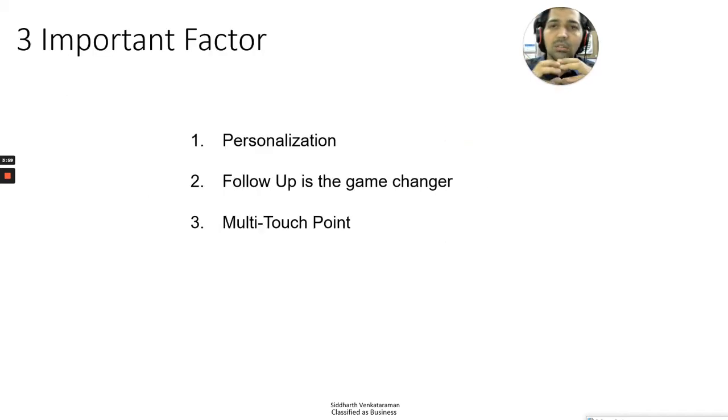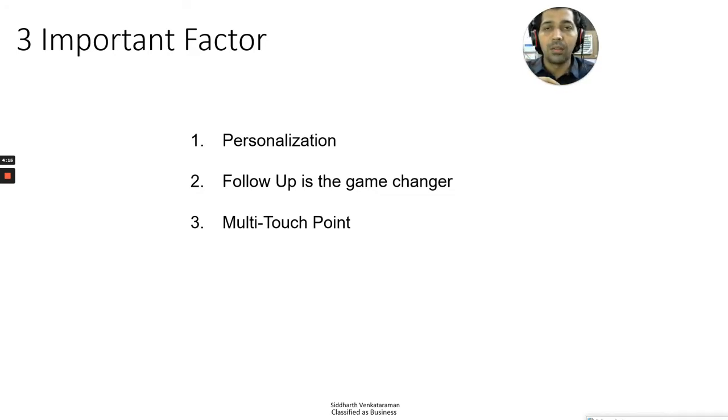There are three important factors. One is personalization. Whenever you communicate with someone one on one, personalization, as I said, 2 by 2 is a very good formula: something about their organization and something about them.